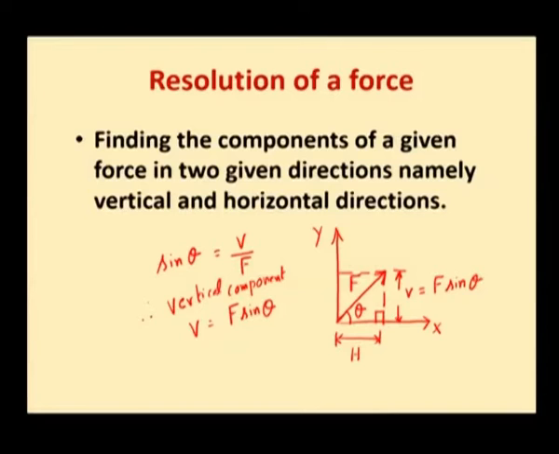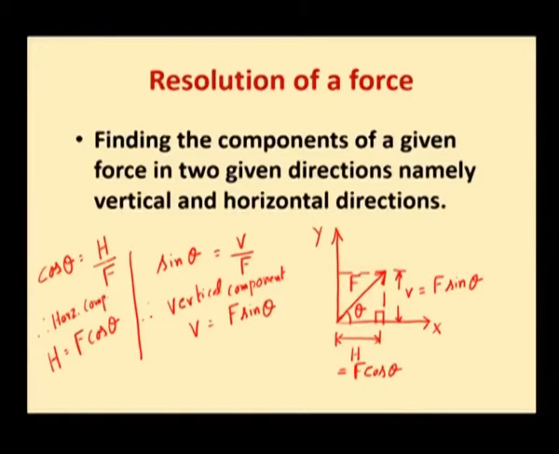And in the same right angle triangle, if we take cos of the angle theta, then it will be adjacent side H divided by hypotenuse which is F. So, therefore, the horizontal component H will be given by F cos theta. So, H will be equal to F cos theta.